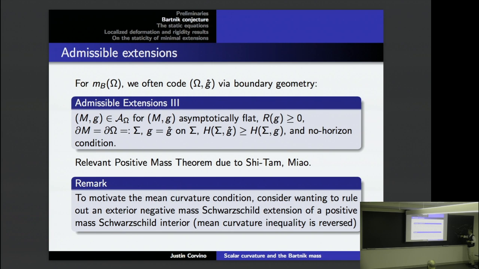But anyway, this would violate the mean curvature condition. So the mean curvature condition goes the other way. So that's why this rules out something like capping a positive mass Schwarzschild domain with a negative mass Schwarzschild exterior. Anyway, in this case, if you imagine the domain being there, at this boundary you could have a corner, like in this junction here. So you need a positive mass theorem with corners allowed, and the relevant positive mass theorem is due to Shi and Tam and Miao in this situation.